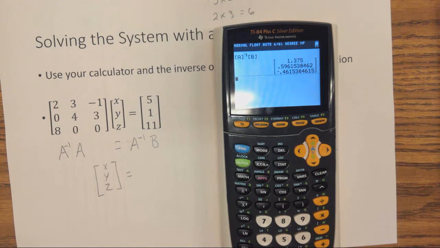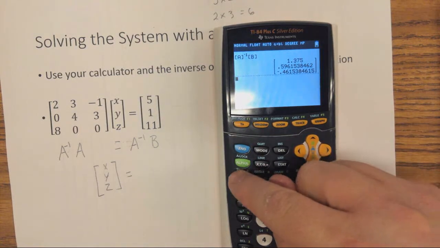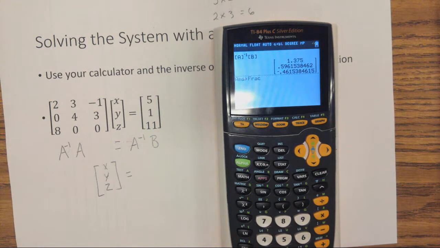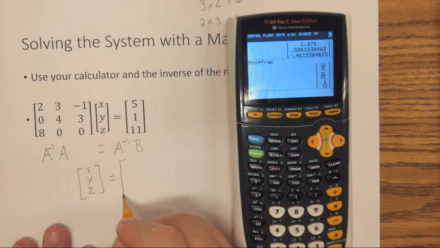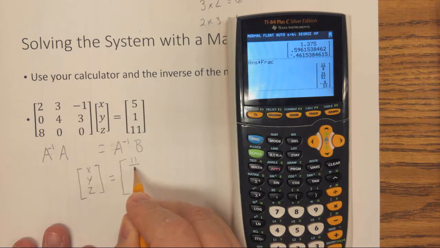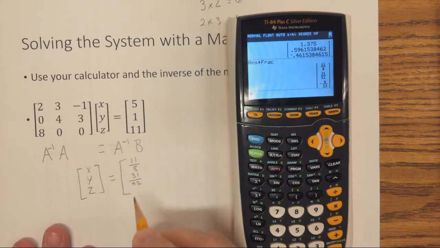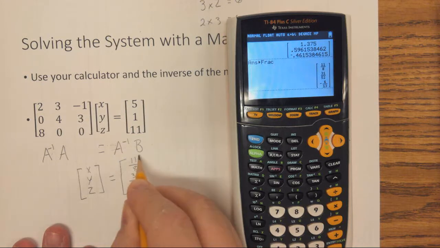There we go. Now this one didn't come out real nice and pretty because I made this up off the top of my head. Okay. If you don't like the decimals, you can go in here and do fraction, and it'll change everything to fractions for you. Okay. So that being said, we can see our solution is for the X is 11 over 8. For the Y is 31 over 52, and for the Z is negative 6 over 13.